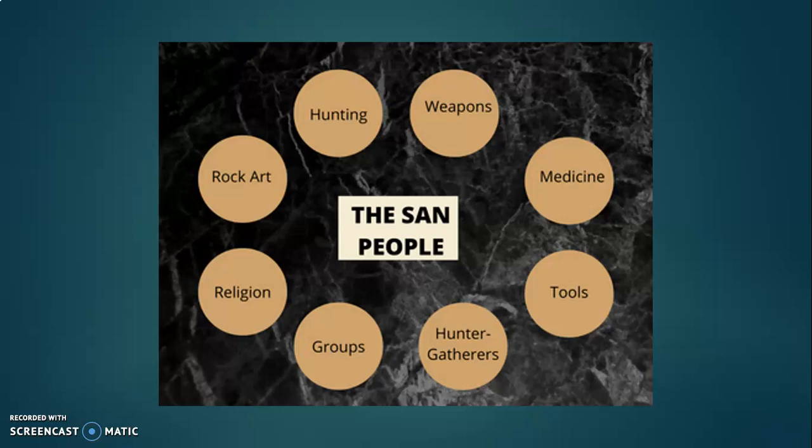Then the Sand people, the next one is groups. They traveled in small groups and they moved around. Hunter-gatherers, you can see they're in groups again. They hunted wild animals. The men hunted and the women collected roots and nuts, and roots they got water from. They used to dig in dry riverbeds deep enough till they found water. So everything was interrelated in what they did.